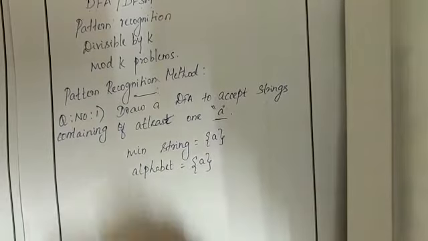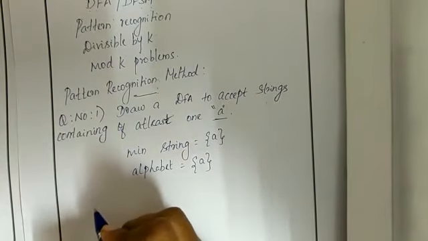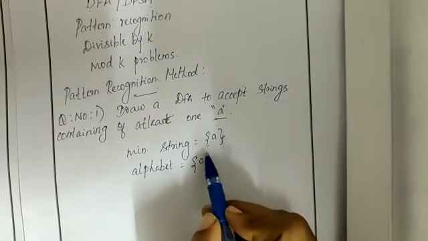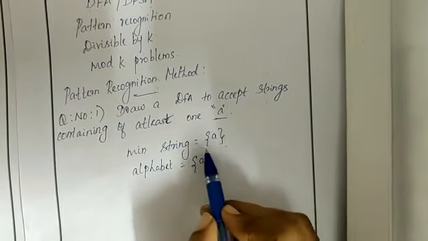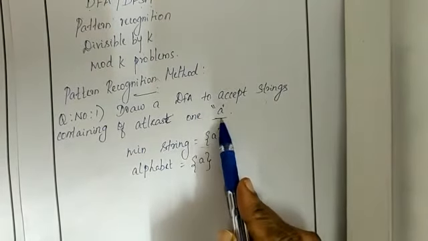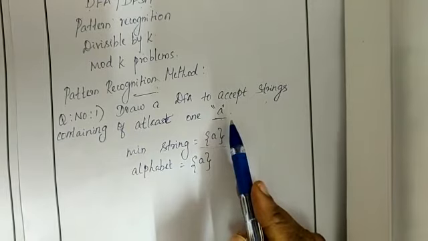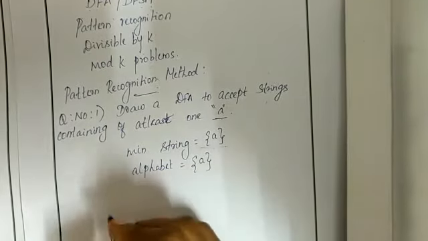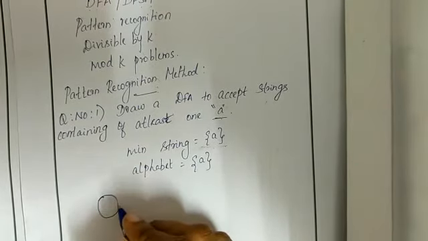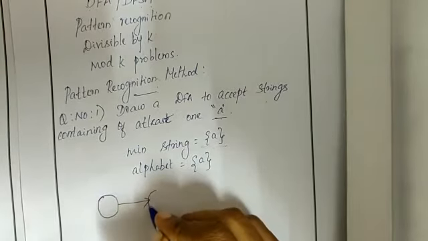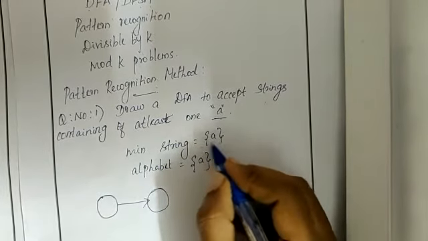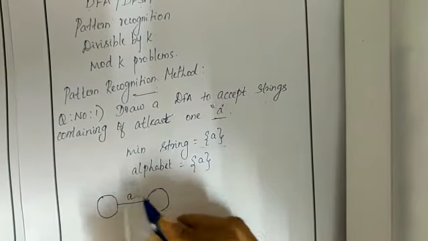Now I have to draw my transition diagram. While drawing the transition diagram, whatever string is given in the question, with that string I have to draw my transition diagram. So here in my question, pattern is A. So using this pattern, draw your transition diagram. So how to draw a transition diagram? This is my state. I have only one element in my minimum string, so I'll write A.